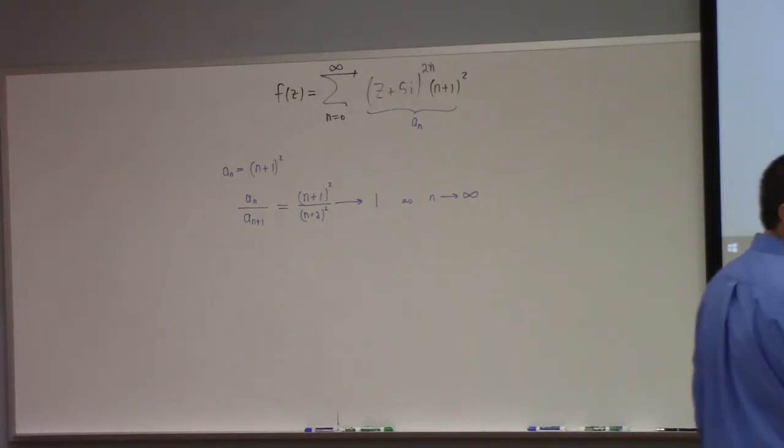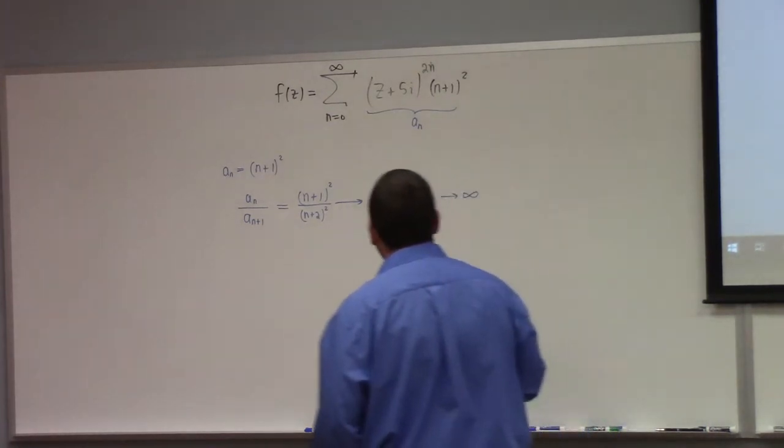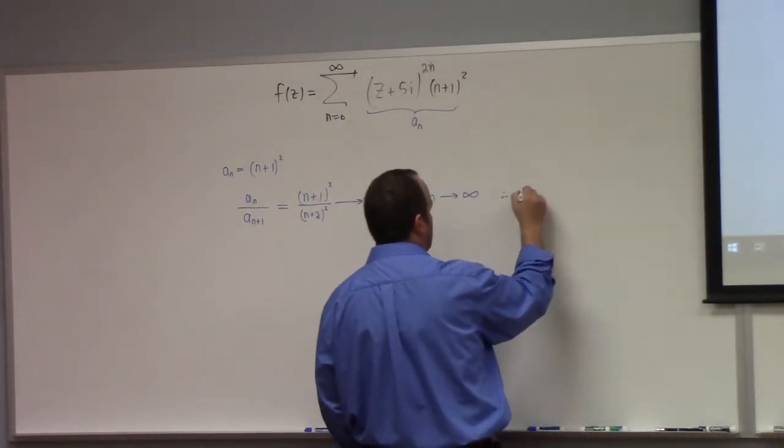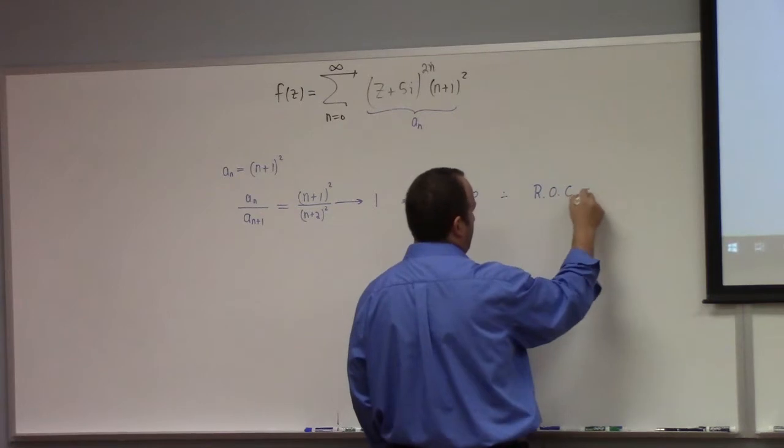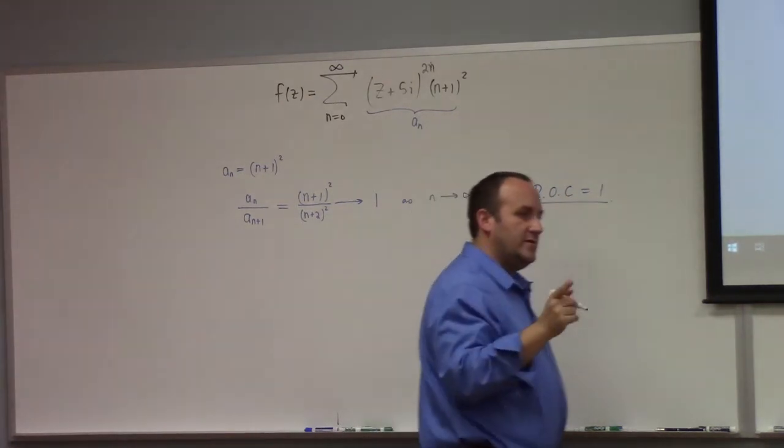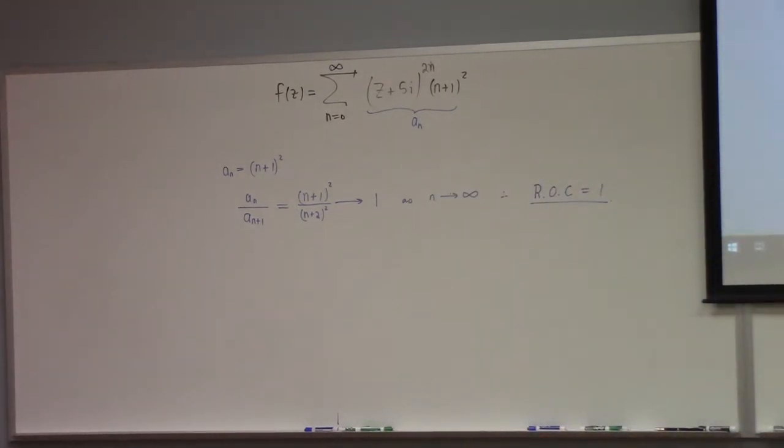Right. I just want to make sure. It's kind of too easy. But, no. Right, therefore, the radius of convergence equals 1 for this. Let me show you what I was talking about in the notes since you're here.